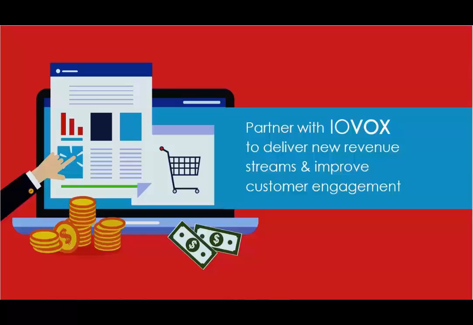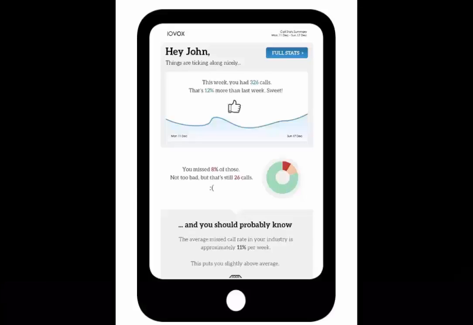If you want to increase revenues and enhance your engagement with your SMB customers, Iovox is a great product for you. A call tracking and analytics tool aimed at SMBs. Before I move on to the OSA demo, have a quick look at this screen. We'll return to it later in the presentation.